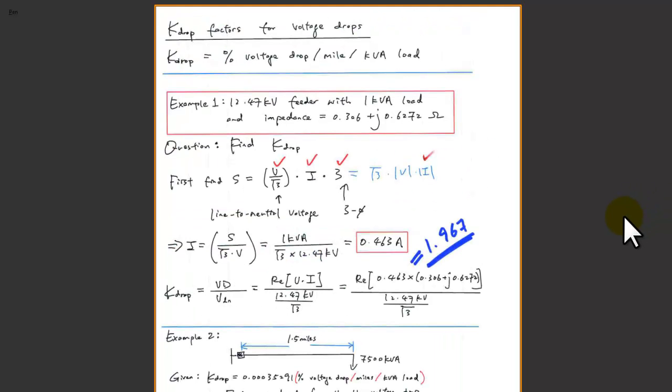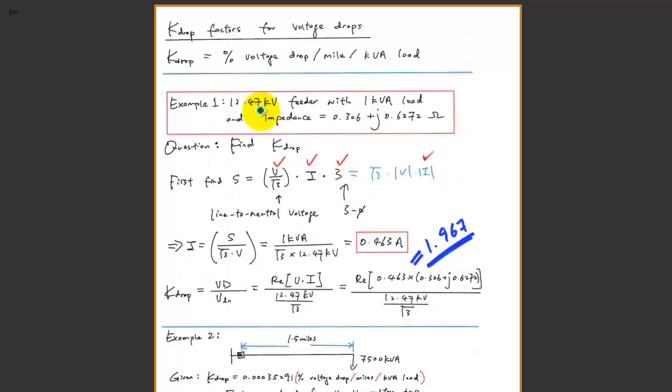So the next thing I want to introduce is the K factor for voltage drop. The reason they use the K factor is that sometimes they have that information from the material to determine the percentage voltage drop per mile per kilowatt load. So if you have the K factor here, that will make life a lot easier. As you can tell, this information can be given to you, or you have to derive it. So from this example, we're going to see how to calculate the K drop factor.